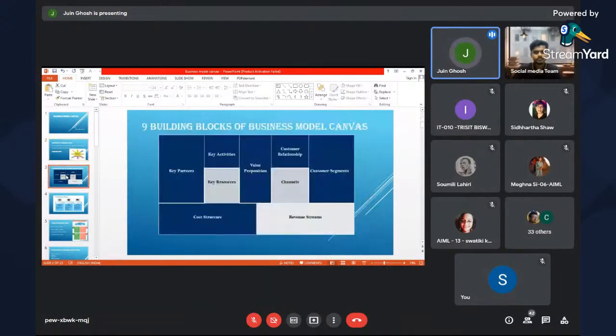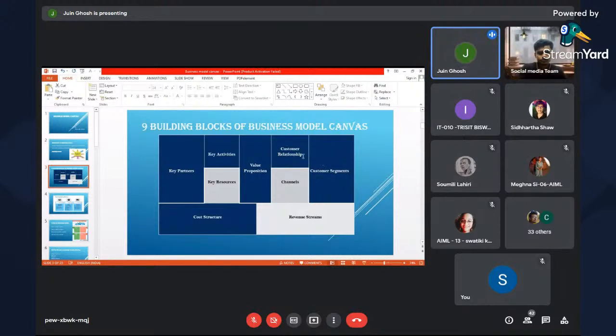So the business model canvas is based on nine building blocks. First, the most important thing is the customer segment. Customer segment means where we are categorizing the customers according to certain demographic parameters. It may be age, educational qualification, location, or income also, right? Segmenting the customers within a certain range is termed as customer segment.